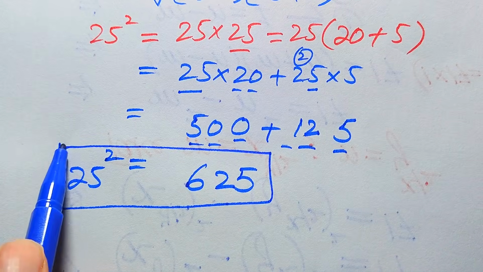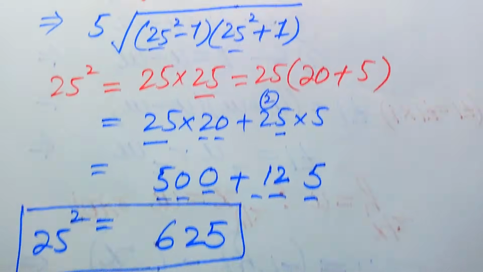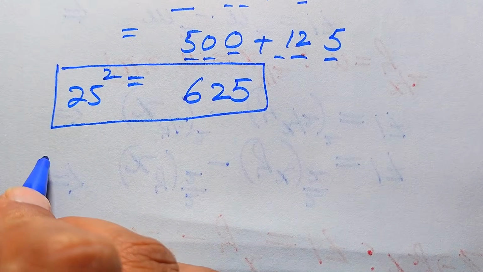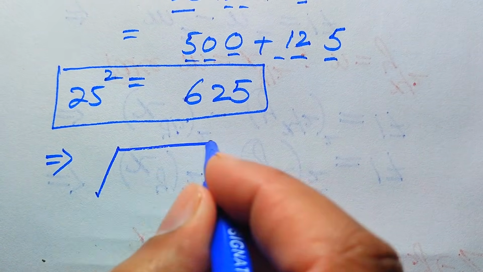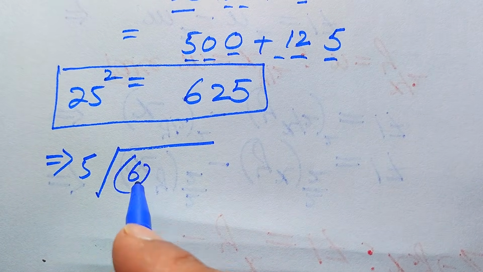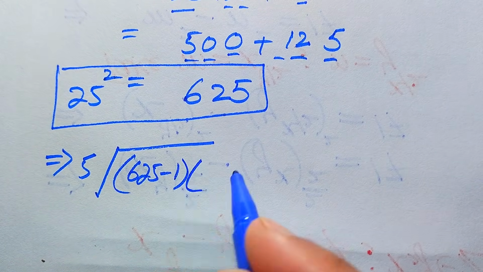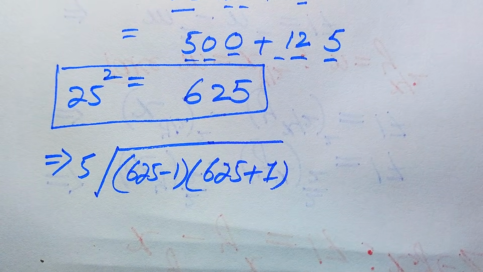So we substitute this value of 25 squared in both of these two places, and after substituting this value into the above expression, it will be written as 5 times the square root of 625 minus 1 into 625 plus 1.